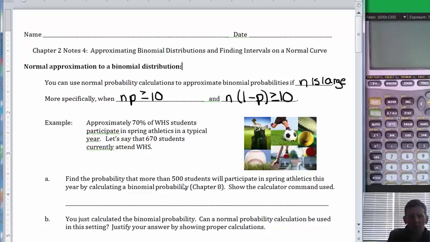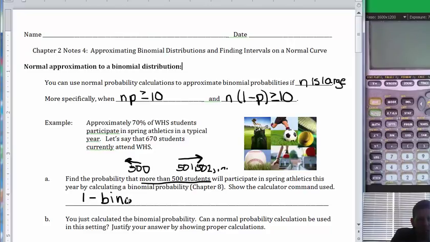So we're looking at more than 500 students. This is a more than problem. Remember, more than 500 students means we start and count up from 501. It's not more than or equal to, it's more than. So we're talking about 501, 502, 503, and so on. Our calculator does not allow us to count up from 500. So instead of counting up from 501, we're going to count down from 500, but then we're going to subtract from 1. So this is going to be a 1 minus binomial problem.